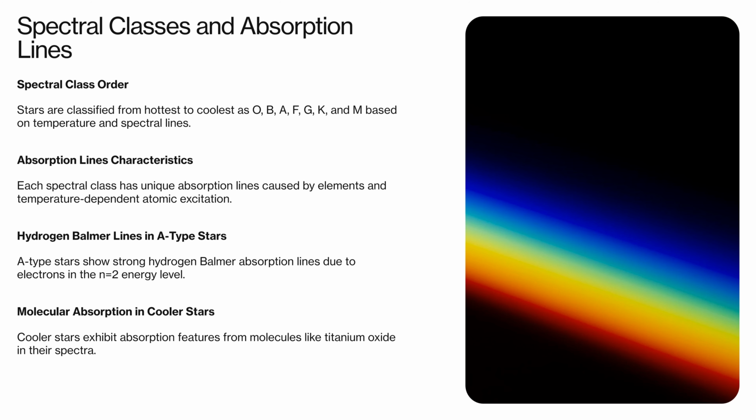Each class has characteristic absorption lines due to the elements present in the star's atmosphere and the temperature-dependent excitation of atoms. For example, strong hydrogen Balmer absorption lines are seen in A-type stars because many hydrogen atoms have electrons in the n = 2 energy level. Cooler stars show absorption from molecules such as titanium oxide.